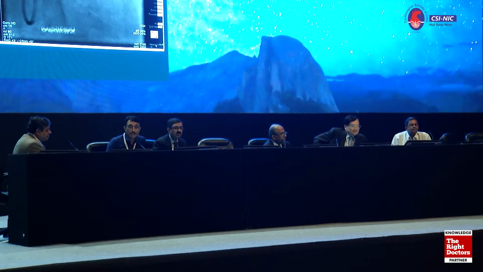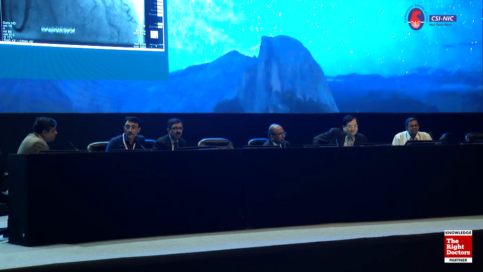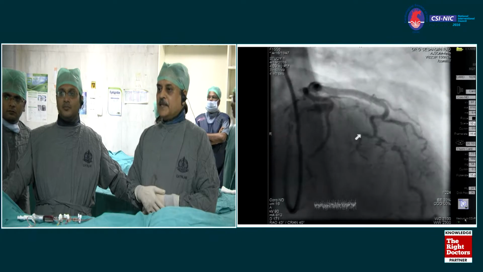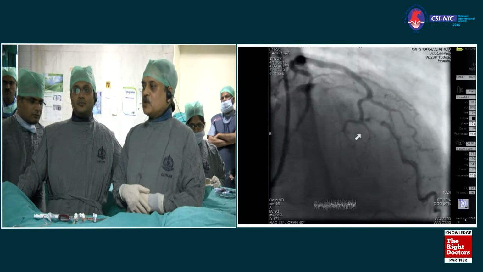Here is a long lesion in the LAD. There is a significant difference in the diameter proximal to the lesion and distal to the lesion. There's a marked diameter difference. So what should be the strategy? What is the opinion of the panel?